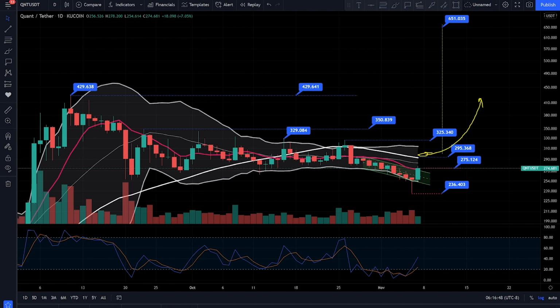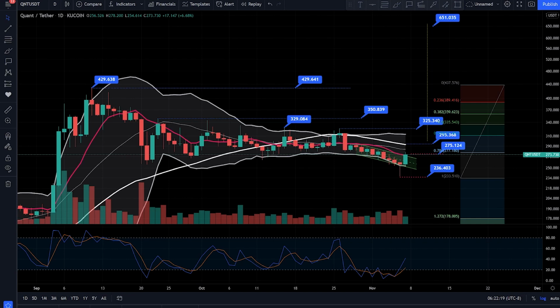And as long as Bitcoin stabilizes and trends higher, I expect to see Quant run up and retest this prior high at 325. Cross over that, it would run up to retest the 350 and then retest the prior all-time high at 429.